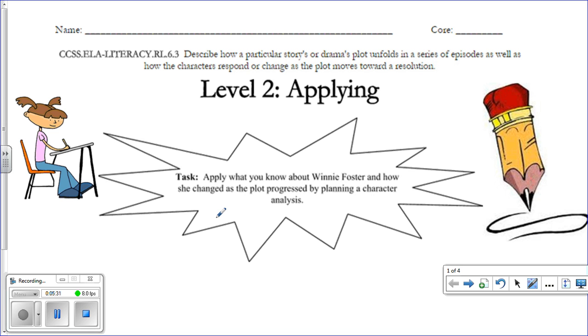It's now your turn to begin applying what you know about Winnie Foster in your outline. Good luck.